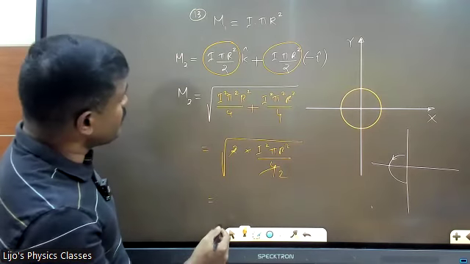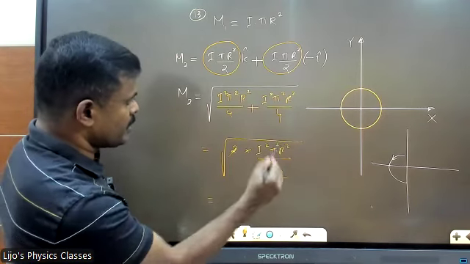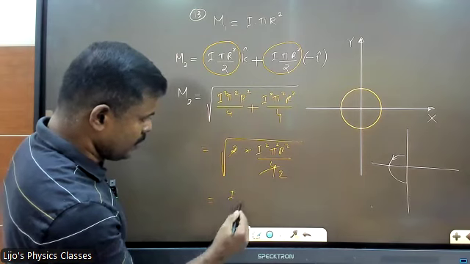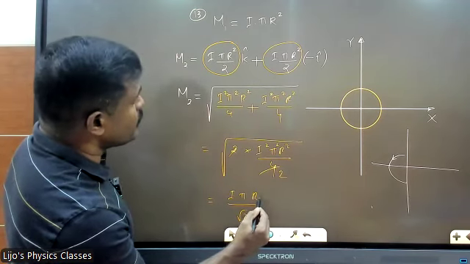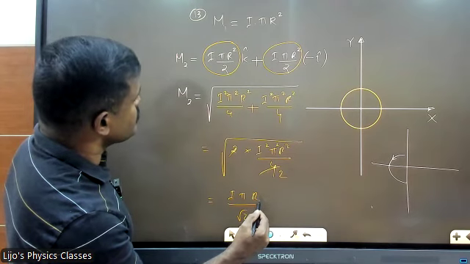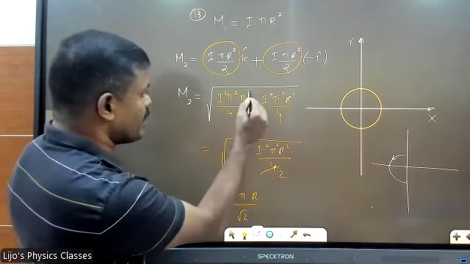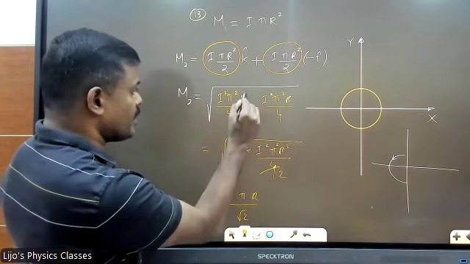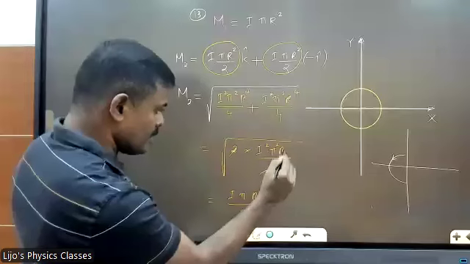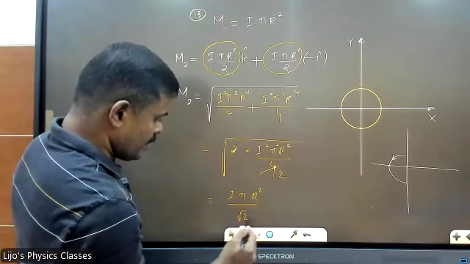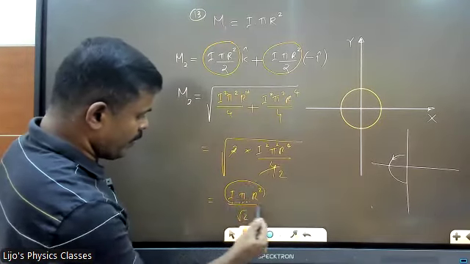Correct. So when you take the square root of this, pi square is there. So the square root is I into pi into r by root 2. I into pi into r square, that will be r raised to 4. So when you take the square root, that will be r square by root 2. Now this is the old value, right?